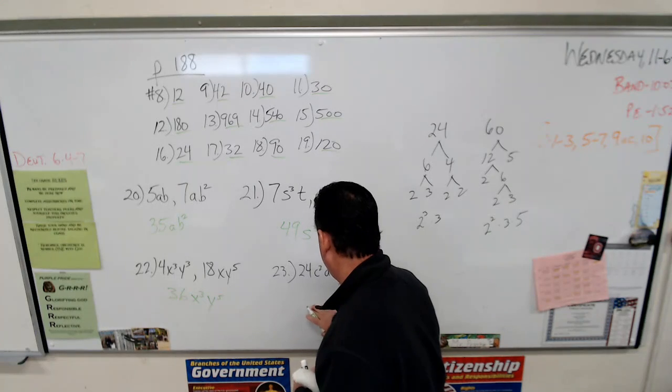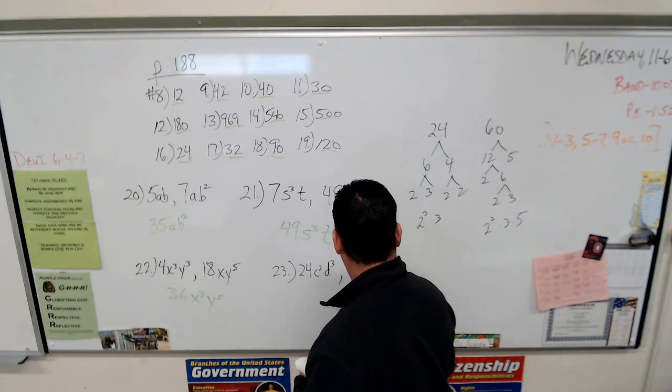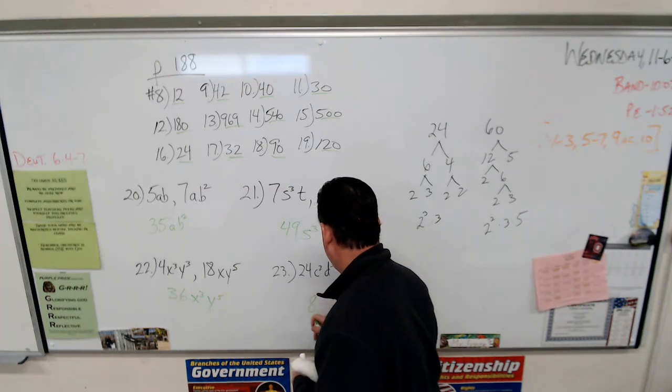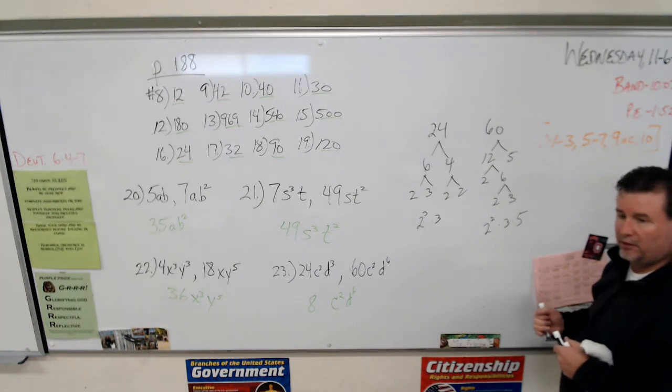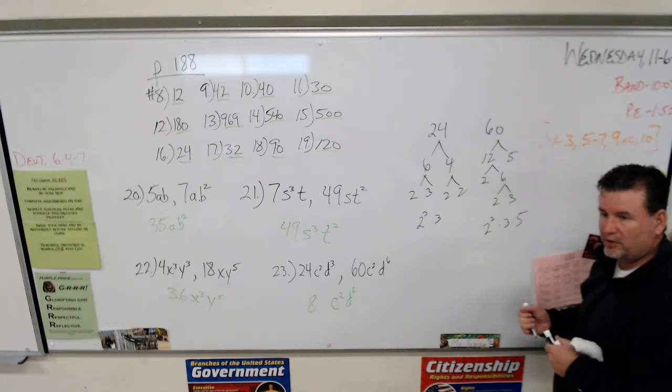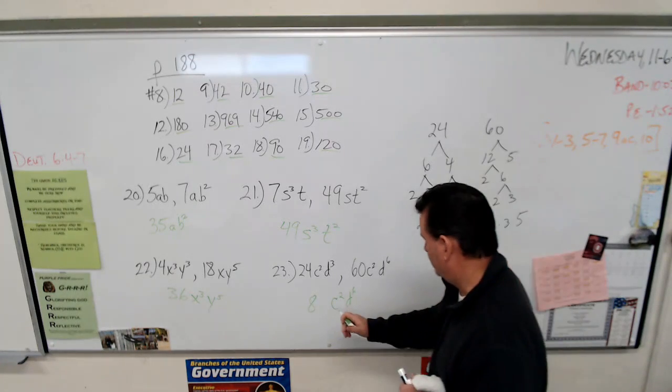I'm sorry, what is 2 cubed? 2 to the 3rd power. 8. I've got a 3 here and a 3 there. What am I going to use? 3. 24.